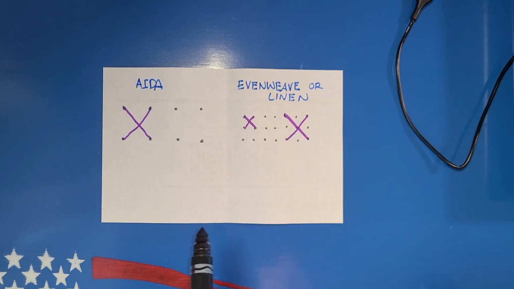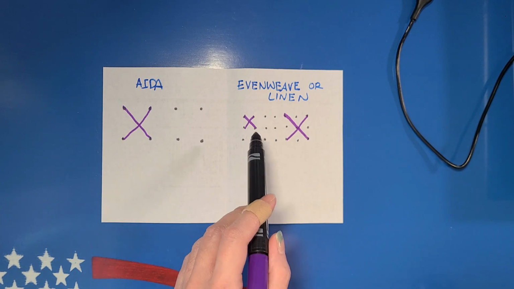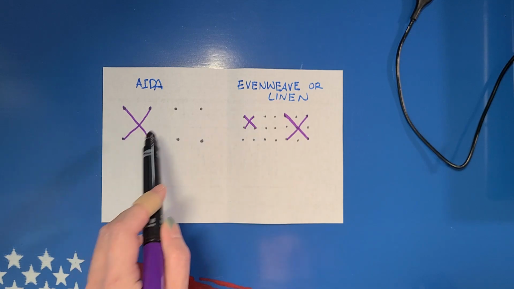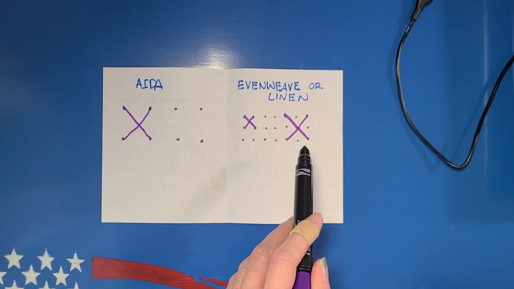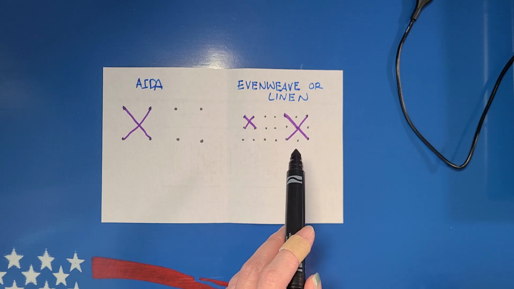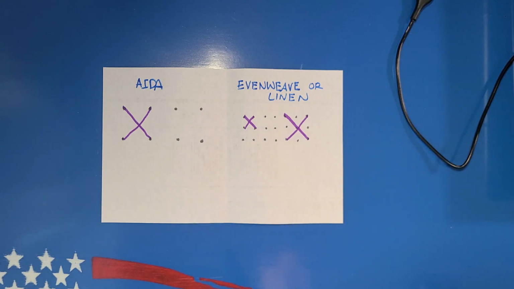So that's what 1 over 1 here or here and 2 over 2 or 1 over 2 means in cross-stitch terminology. Hopefully I explained that well enough.